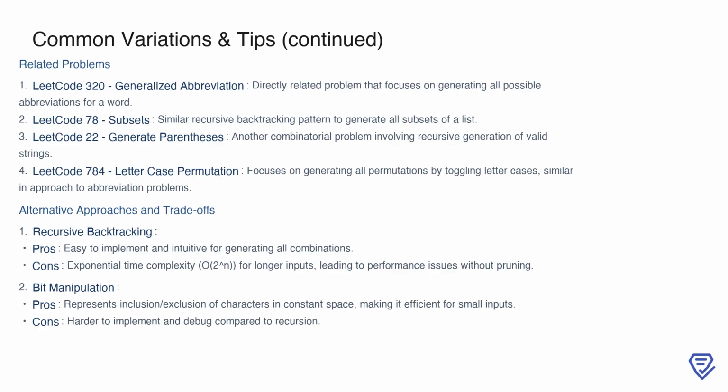When considering how to approach these problems, recursive backtracking is often the go-to method. It's intuitive and straightforward for generating combinations, but it comes with exponential time complexity, making it less efficient for larger inputs unless you implement pruning. Alternatively, bit manipulation can provide a more space-efficient solution by representing inclusion or exclusion of characters, but it's harder to write and debug compared to recursion.